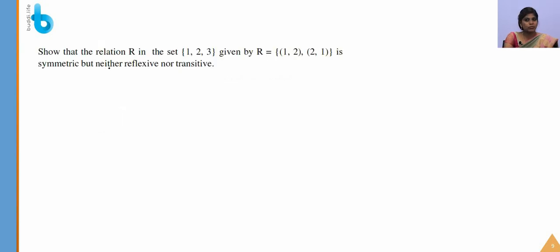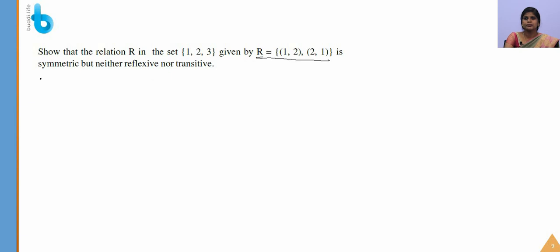Now we will see a problem for example, applying all the definitions we learned. Show that the relation R in the set {1, 2, 3} given by R = {(1, 2), (2, 1)} is symmetric but neither reflexive nor transitive. We are going to show that the relation is symmetric but it is neither reflexive nor transitive. This is the given relation here. A relation can either be given in the roster form or set builder form. In the previous examples we learned the relation in the set builder form. Here it is given in the roster form.